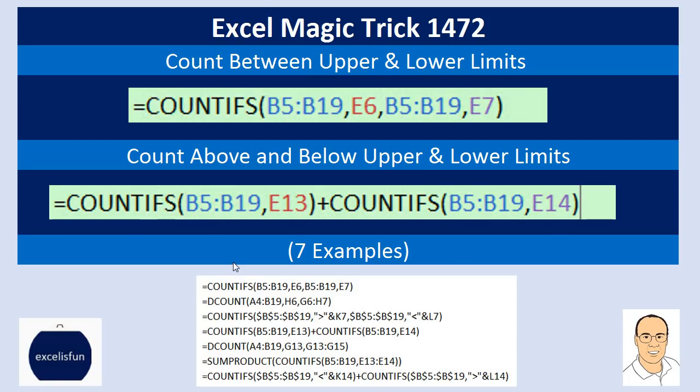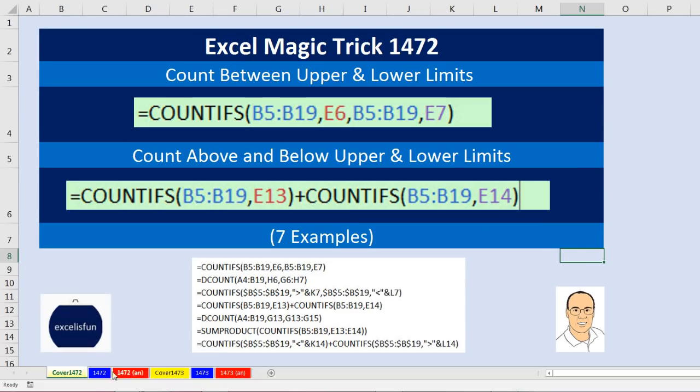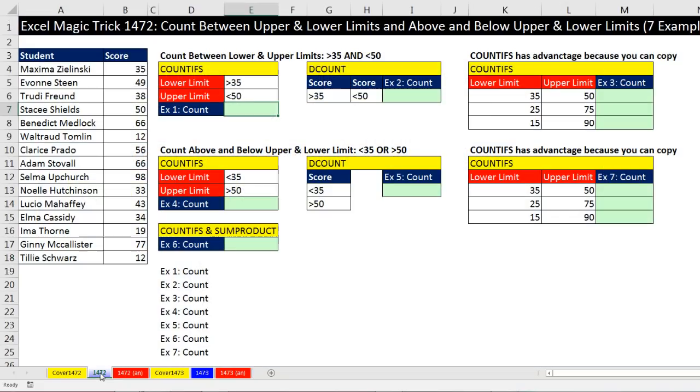Now, we actually have 7 awesome examples, and all of them will concern counting between an upper and lower limit and then counting above and below an upper limit. Now, we want to go over to the sheet 1472. Here's our data set. We have student names and the scores.